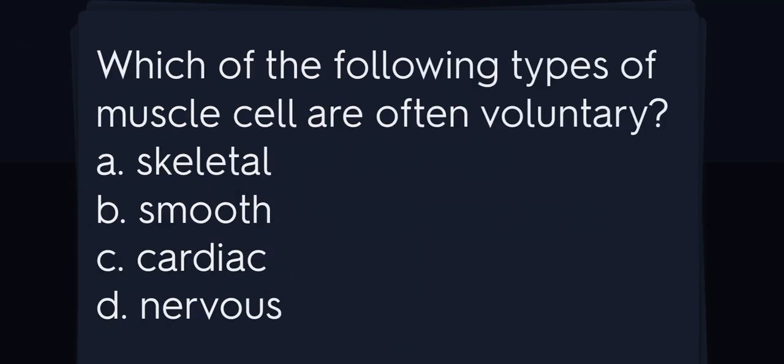Which of the following types of muscle cell are often voluntary? A. Skeletal. B. Smooth. C. Cardiac. D. Nervous. A. Skeletal.